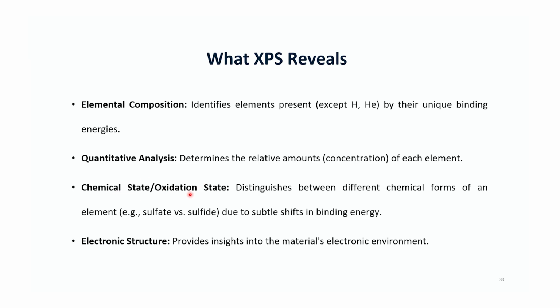Then chemical state or oxidation state: it distinguishes between different chemical forms of an element, such as sulfate versus sulfide. It is hard to tell the difference between sulfate and sulfide, but it does so by analyzing the very subtle shifts in the binding energy of each element. Then electronic structure: XPS provides insights into the material's electronic environment.